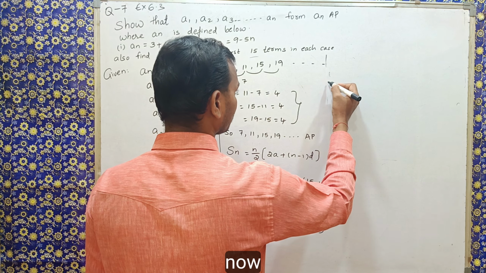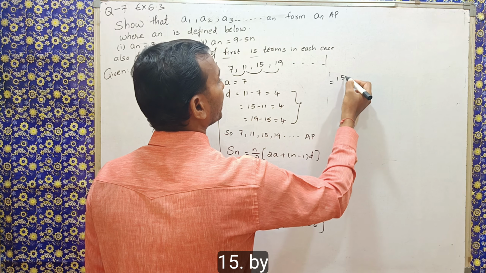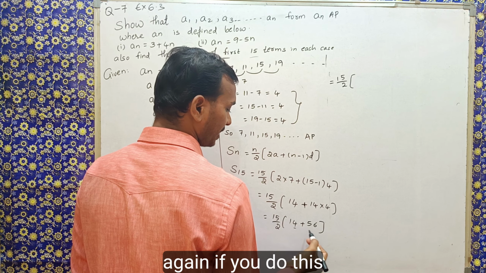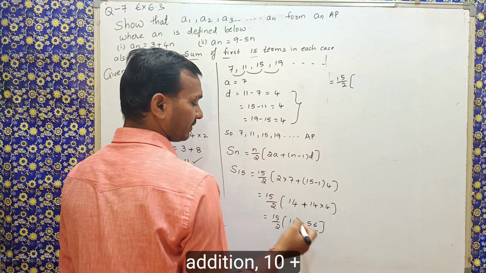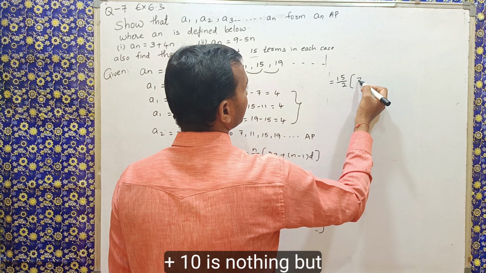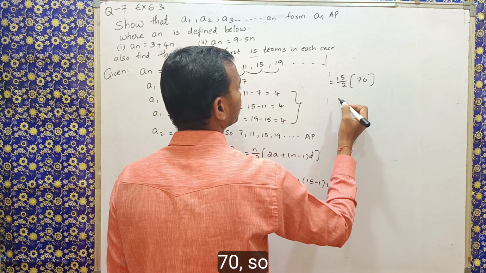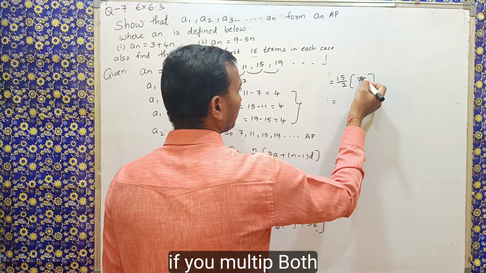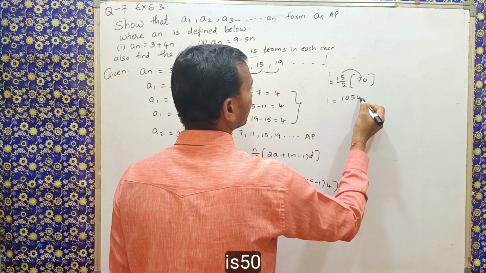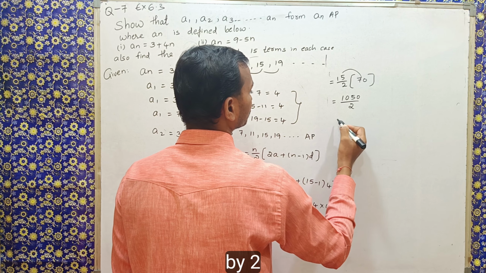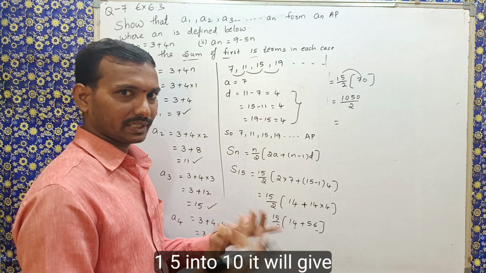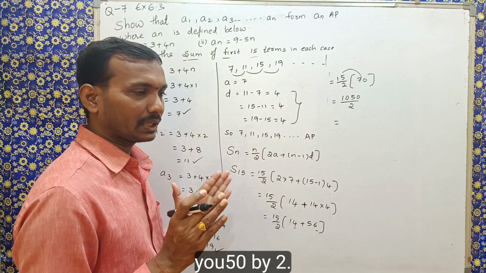Now 15 by 2. Again if you do this addition, 14 plus 56, that is 10 plus 50 is 60 and 4 plus 6 again 10. 60 plus 10 is nothing but 70. So if you multiply both, we will get 1050 by 2. 15 into 7 is 105, 105 into 10, it will give you 1050 by 2.